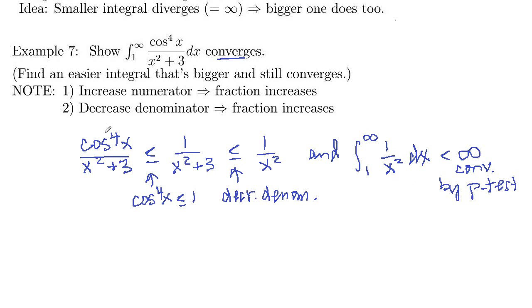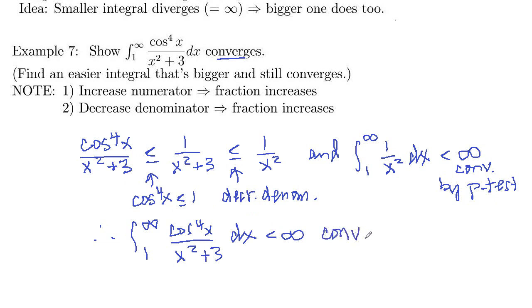And so that means that the integral of the smaller function, so therefore the integral from 1 to infinity of cosine fourth x over x squared plus 3, which is the smaller but non-negative function, dx, we know that one is also less than infinity. In other words, it converges, and that's by comparison. Comparison to the larger function, 1 over x squared. So again, we don't have a value, but we know it's finite.